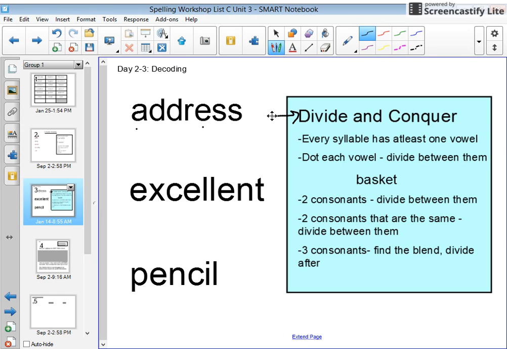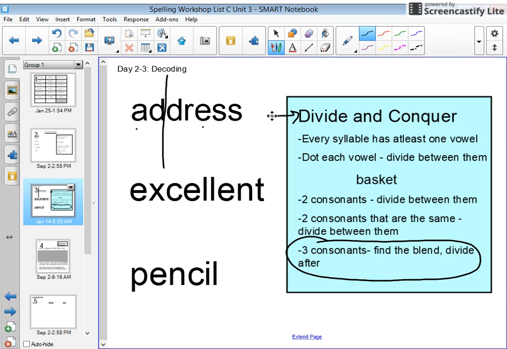We look at the consonants between. In this case, there's D, D, R. So there are three consonants between, which means the rule we're going to use is right here: find the blend and divide after. Either our syllable break is going to be between the two D's or between the D and the R. Well, the D and the R make the dr blend, so we're going to make our syllable break right here.